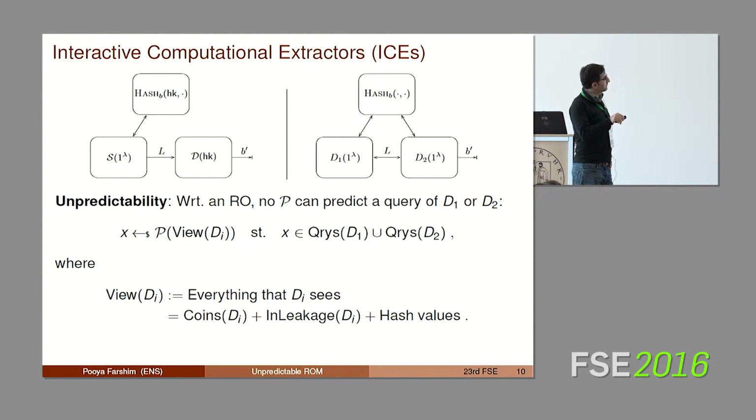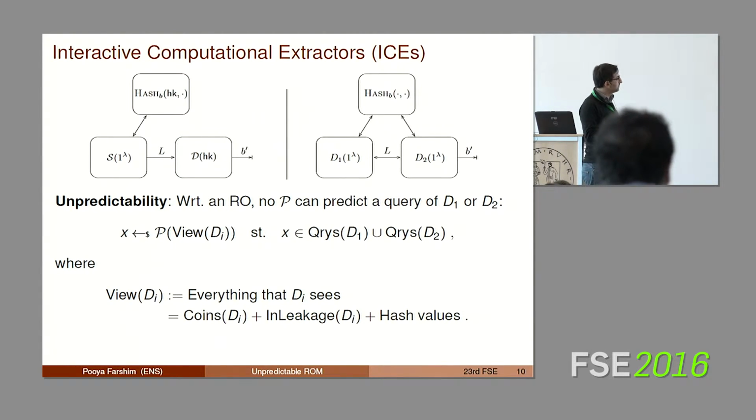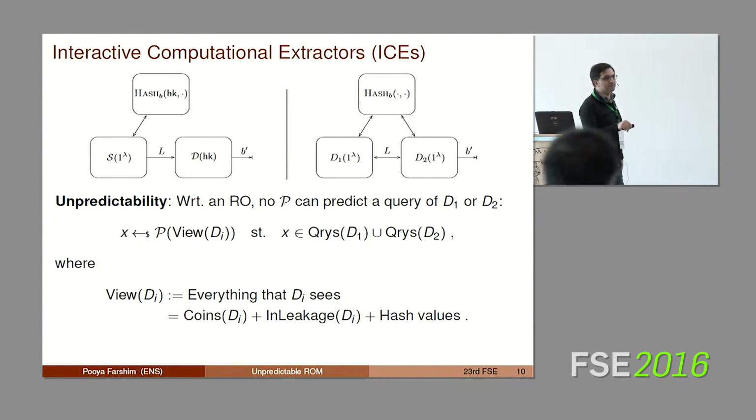So that is, we give the predictor P the view of D_i. So we give it either the view of D1 or D2. And what is this view? This view is basically everything that D_i gets. So what is the set of everything that distinguisher D_i sees?